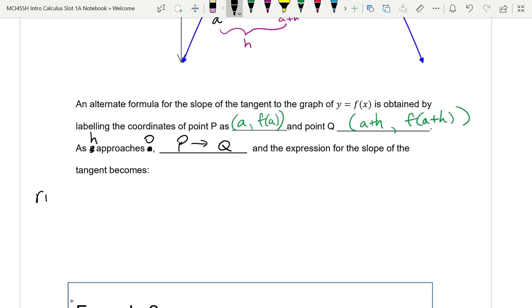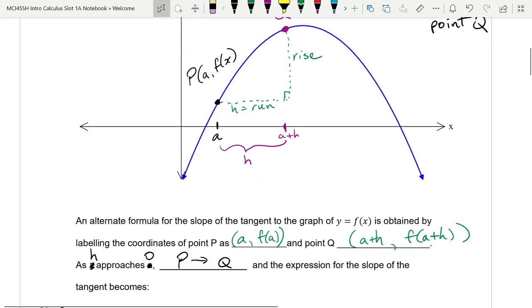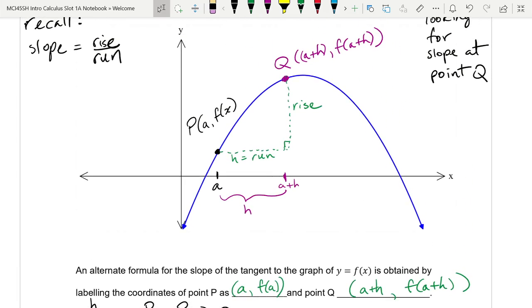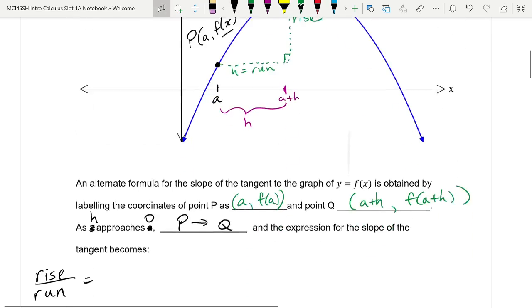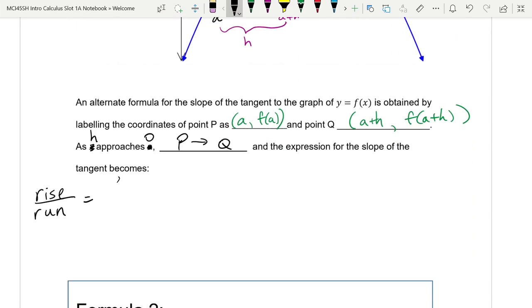again, reminding you that we're looking at rise over run. Go back to the diagram, and you'll see, okay, well, what's rise? What is the green distance on this line? Well, it would be this coordinate minus this coordinate. So that will be f of a plus h minus f of a.